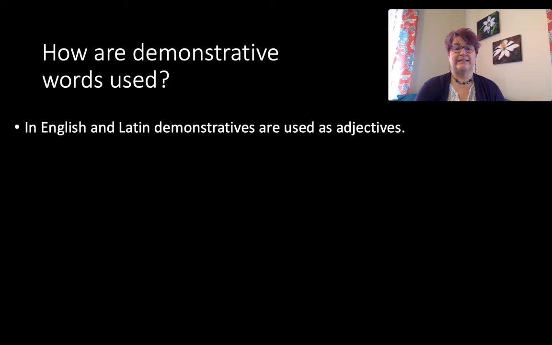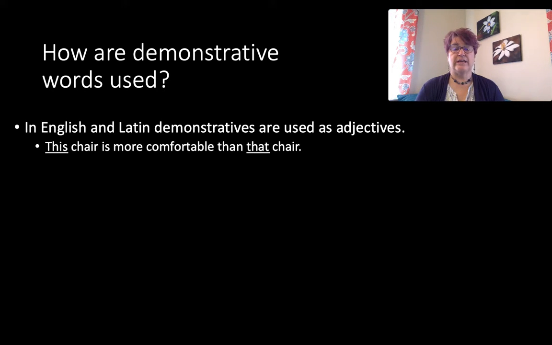Here's our first sentence. This chair is more comfortable than that chair. Can you hear how the adjective this and that is actually pointing to a specific chair? When I say this chair, I'm clearly talking about the one closer to me, as opposed to that chair over there. The words this and that are really sort of like the finger of the person talking, pointing to the item that is being described by the demonstrative.